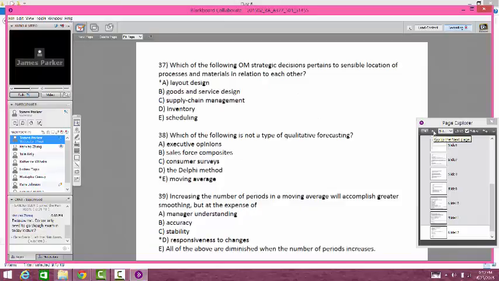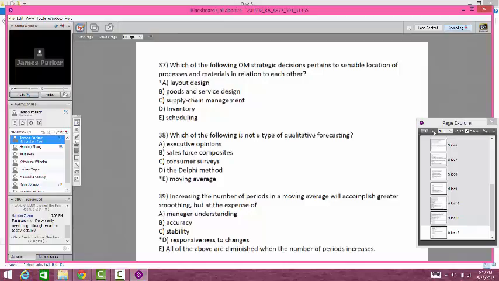And then which of the following OM decisions pertains to sensible location of processes in relation to one another? So layout design, which we'll talk about here in a little bit, part of the lecture. And which of the following is not a qualitative forecasting? So moving average is strictly quantitative, just deals with numbers, so that's quantitative.